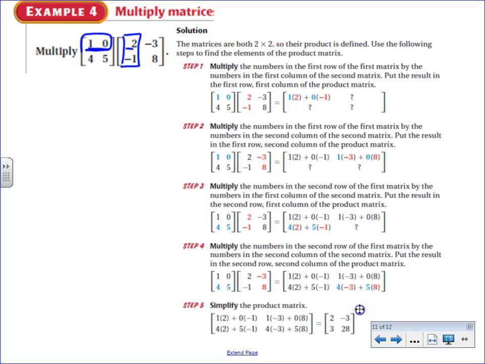Once we've multiplied those together, now we can simplify. So 2 plus 0 is 2. -3 plus 0 is -3. 8 plus -5 is 3. And -12 plus 40 is 28. So when we multiply the 2 by 2 matrix, we end up with another 2 by 2 matrix. Okay, if you need to take more time to review that, look that over a little bit.